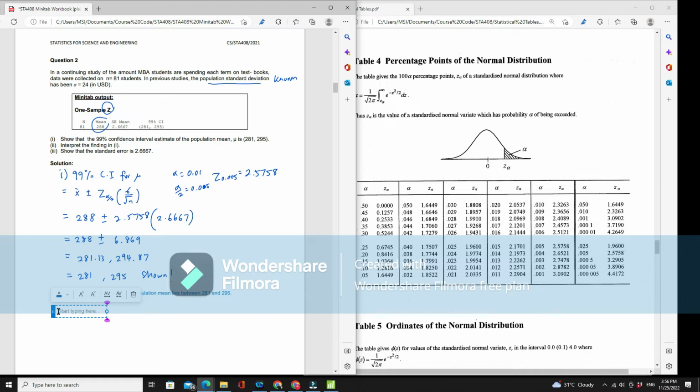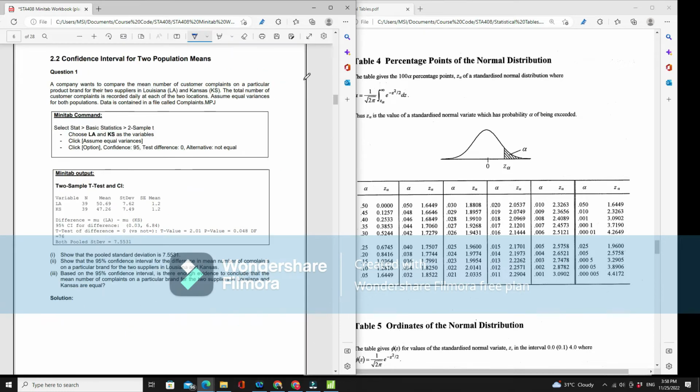The third one, standard error equals sigma over the square root of n. So sigma 24 over the square root of n, 81. So we get 2.6667. Next is the confidence interval for two population means.